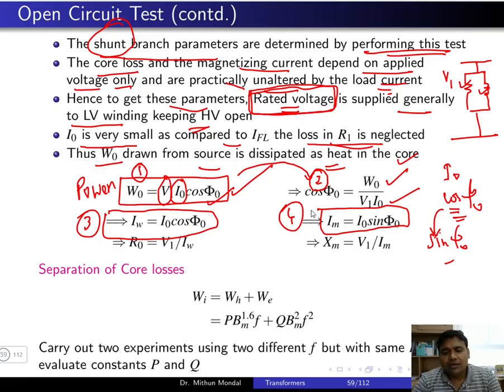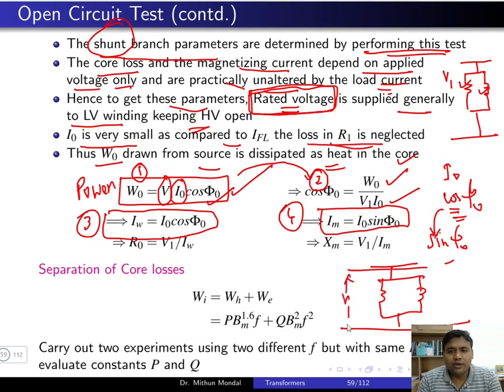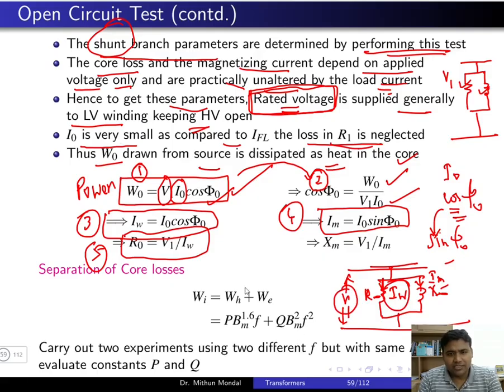Now you know that since the resistance and the reactance are in parallel with the supply voltage V1, this is your R naught and this is your X naught. So you have computed the current which is flowing through R naught, and you have computed the current which is flowing through X naught. So basically the fifth step will be to find the resistance R naught, that is equal to the supply voltage divided by the current which is flowing into the resistance. So this is in accordance with Ohm's law.